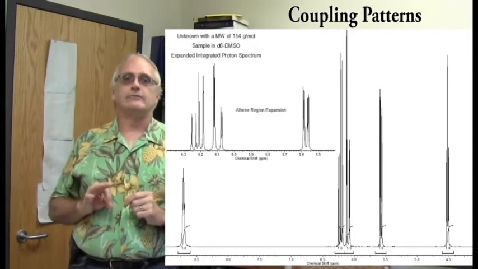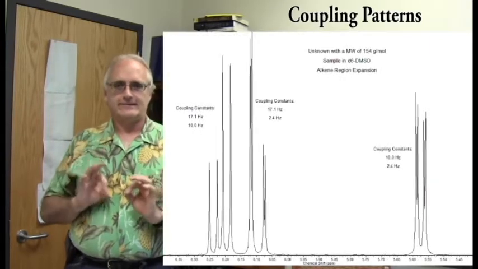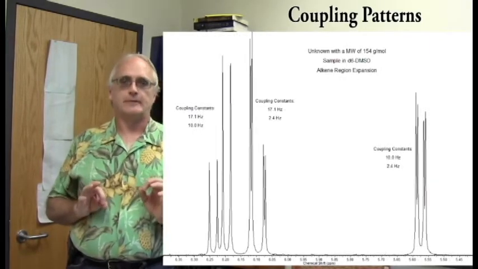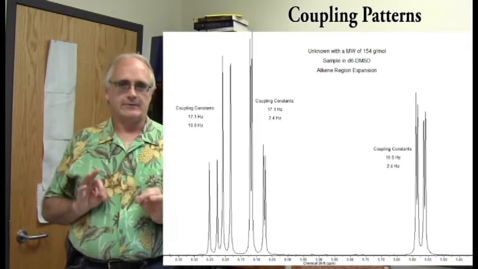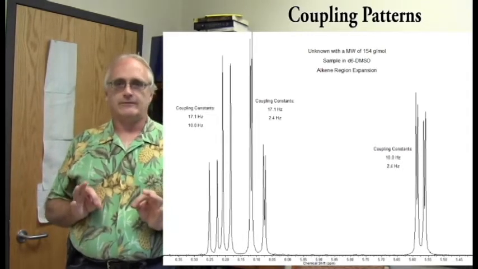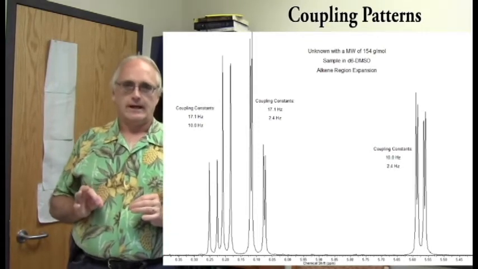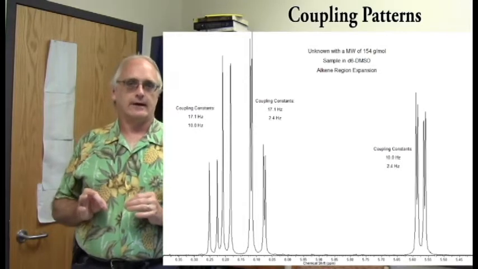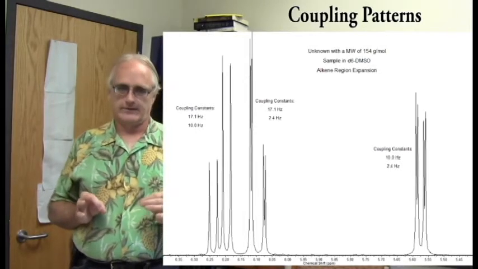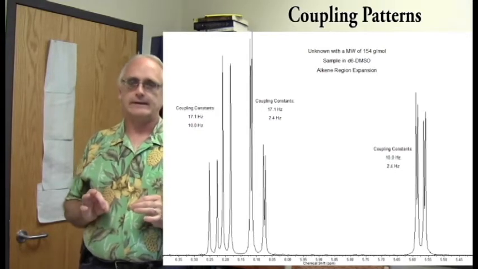In the alkene region, oh, this is gorgeous. This is textbook alkene coupling. And in fact, if you examine the coupling constants of these things, some of them look like doublets of doublets. And examining the coupling constants here does reveal a 17 Hertz coupling constant, a 10 Hertz coupling constant, and then the very small 2.4 Hertz coupling constant.